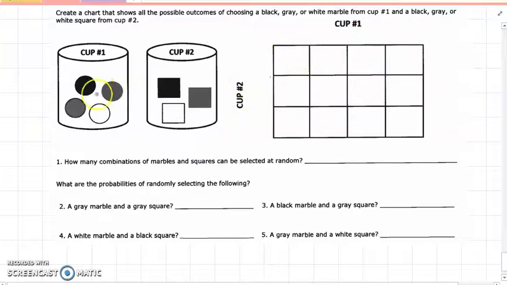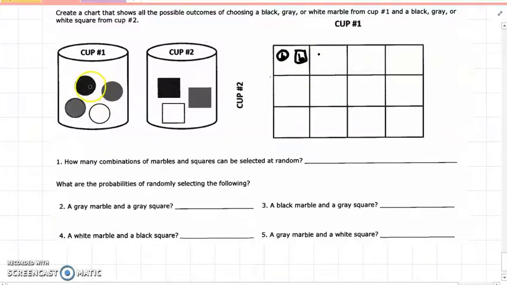So let's see here. Well, I can choose a black circle. So I put here. Choose a black circle. Okay. I'm going to use that. I can use the black circle here. I can also have a black circle, and I can choose a black square over here. That's one combination. I can also choose a gray circle. Well, let me continue with black.